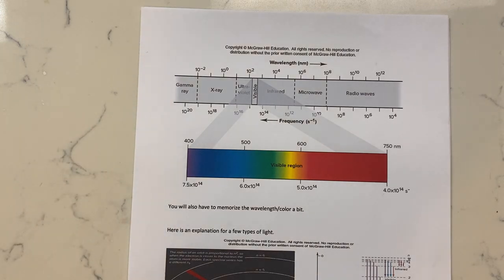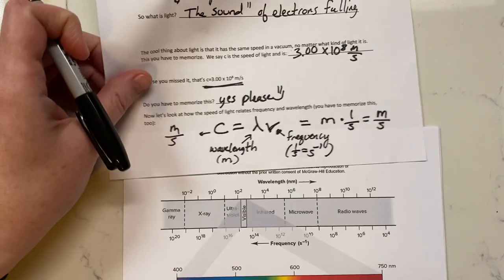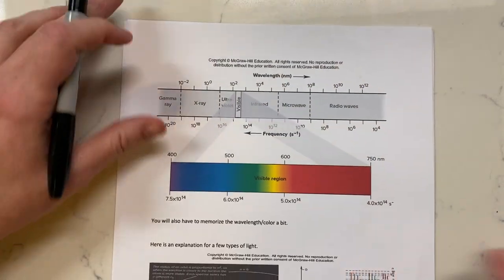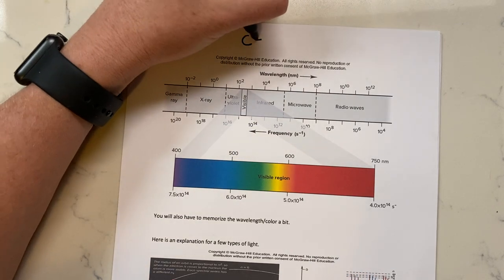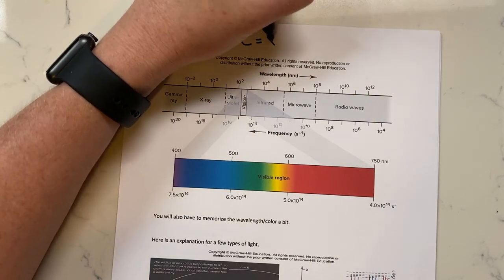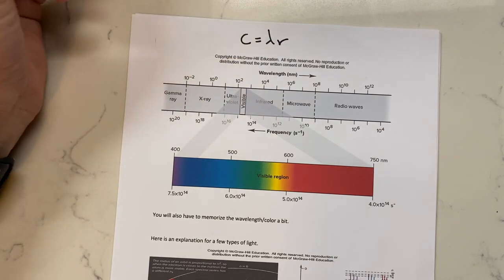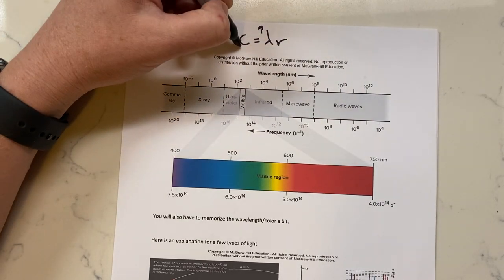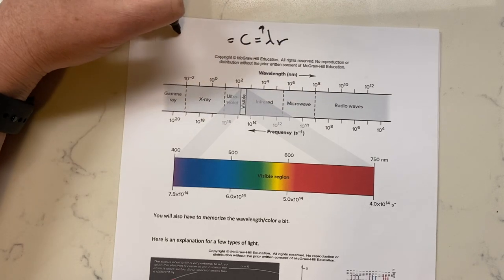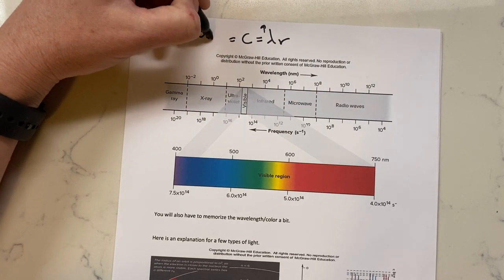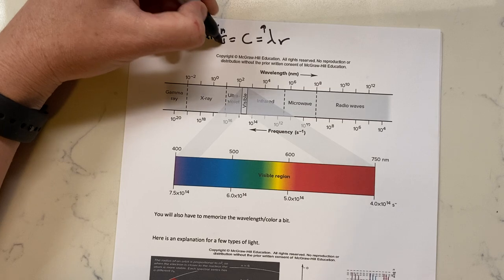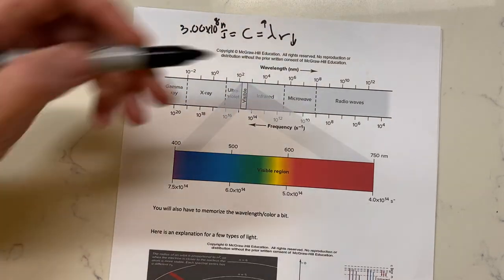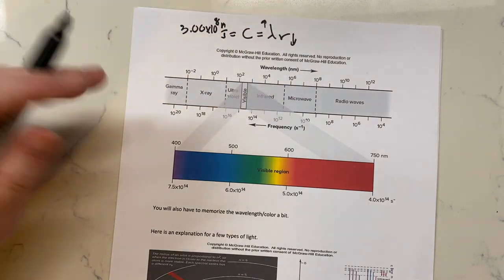Just per the equation that we just looked at, which is C equals lambda nu. So let me go ahead and rewrite that here. C equals wavelength times frequency. We know that if the wavelength goes up, according to the equation, because C is a constant, it's 3.00 times 10 to the 8 meters per second, if wavelength goes up, frequency must go down. They're inversely proportional. If frequency goes up, wavelength must go down.